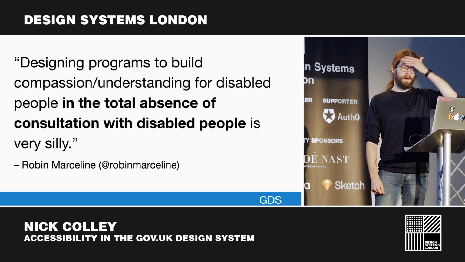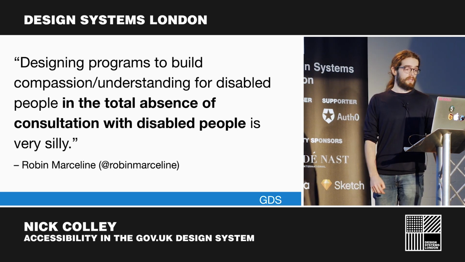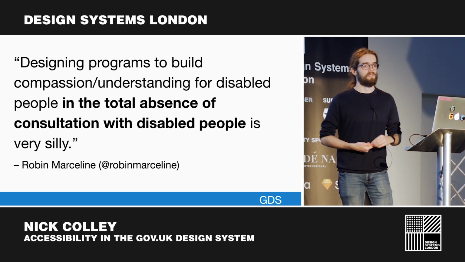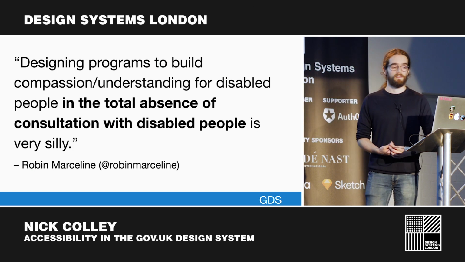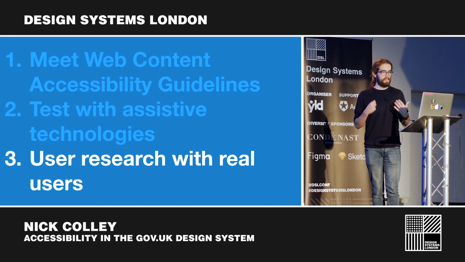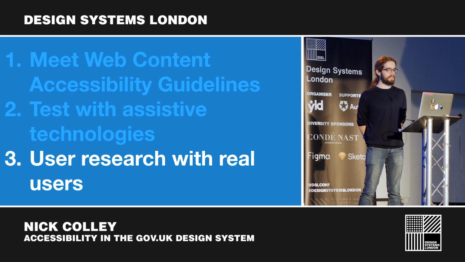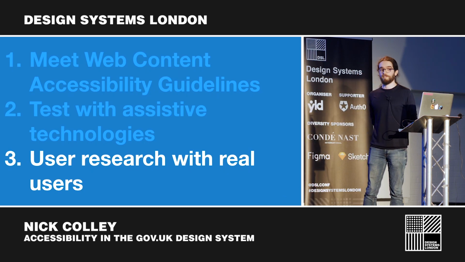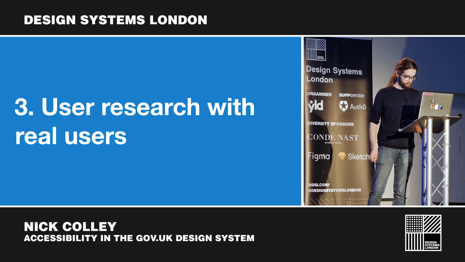Here's another quote from Robin, who said that designing programs to build compassion and understanding for disabled people in the total absence of consultation with disabled people is very silly. So this leads to the last step: including users with disabilities in user research.